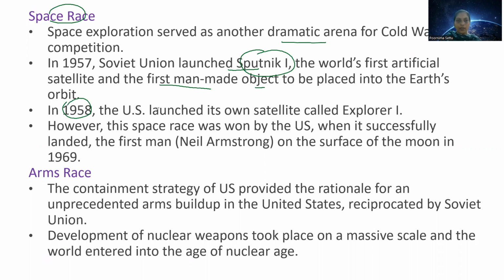In 1958, the US launched its own satellite, called Explorer 1. However, this space race was won by the US when it was the first to successfully land Neil Armstrong on the surface of the moon in 1969.